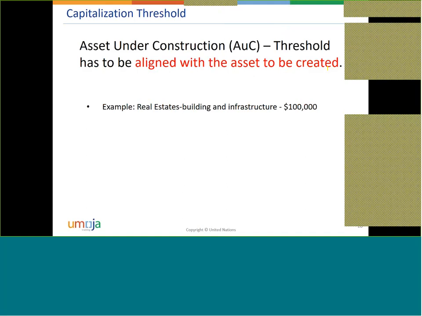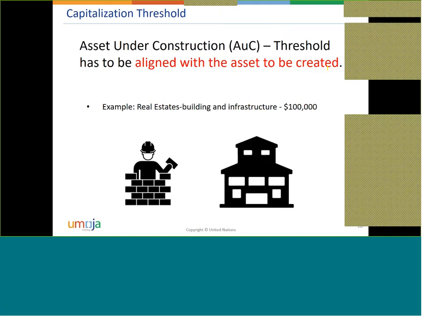It does not mean that you don't need an asset under construction until you reach that amount. If you estimate that the fixed asset that is the result of the construction activities will be above 100,000, it will be in that scenario. So the capitalization threshold of AuC has to be aligned with the asset that will be constructed eventually. Okay?